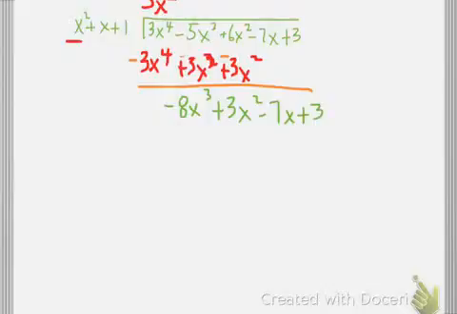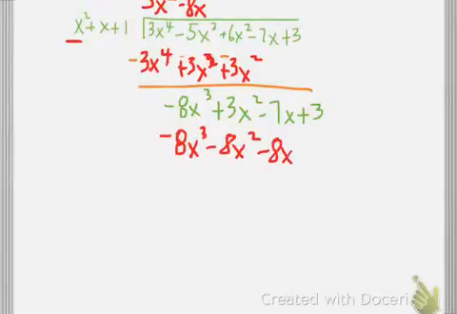Then again, what times x squared gives me negative 8x cubed? You see that that is negative 8x. And then we multiply negative 8x times everything in front. So negative 8x times x squared is negative 8x cubed. Negative 8x times x is negative 8x squared, and then negative 8x times 1 is negative 8x. Then we have to switch the signs.